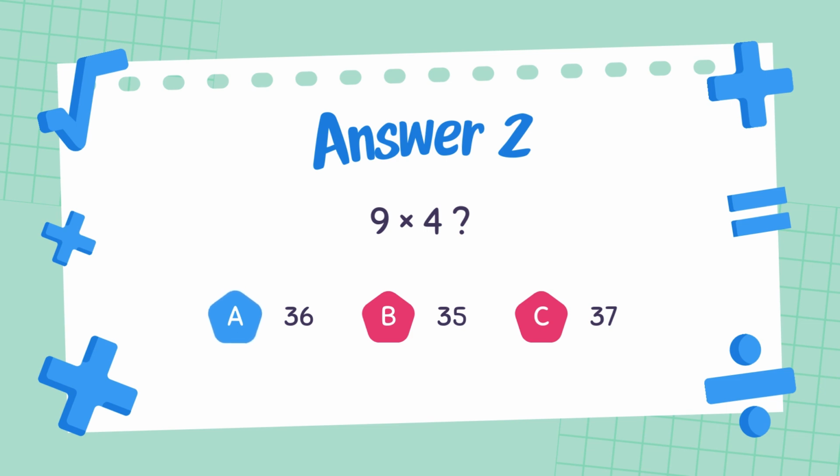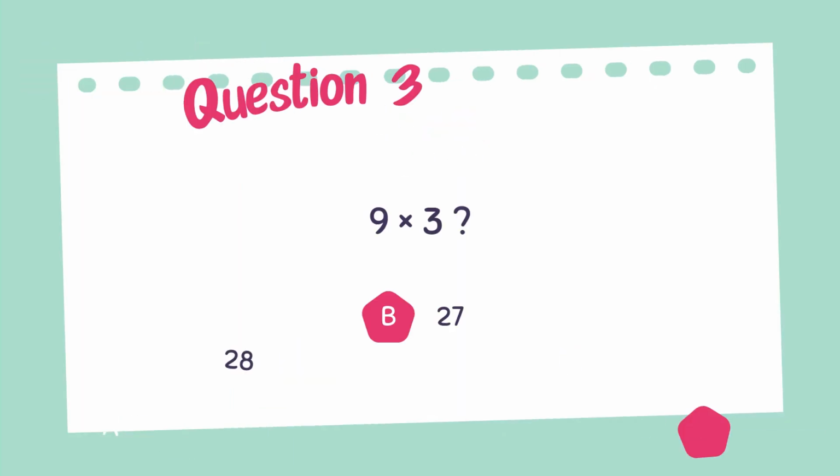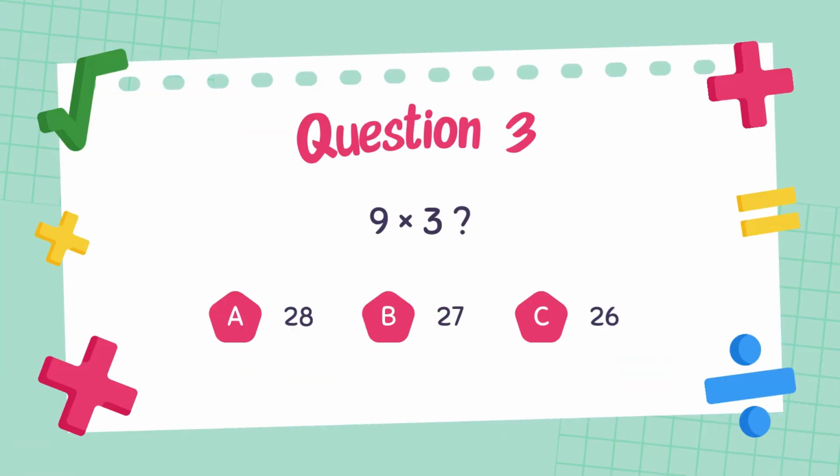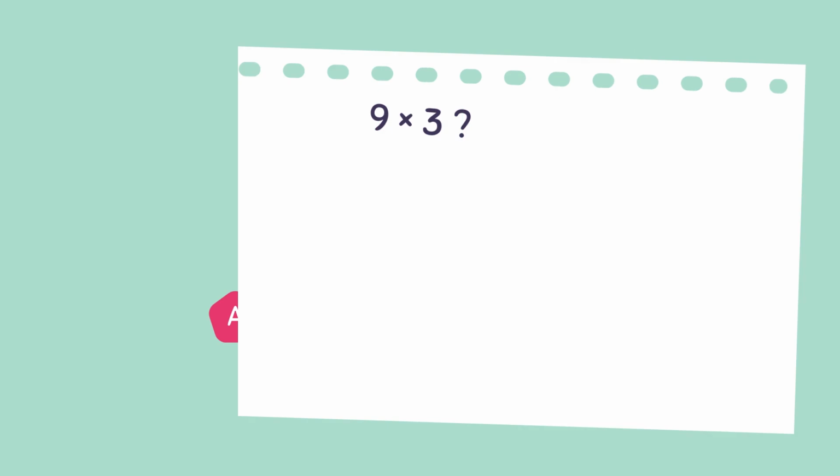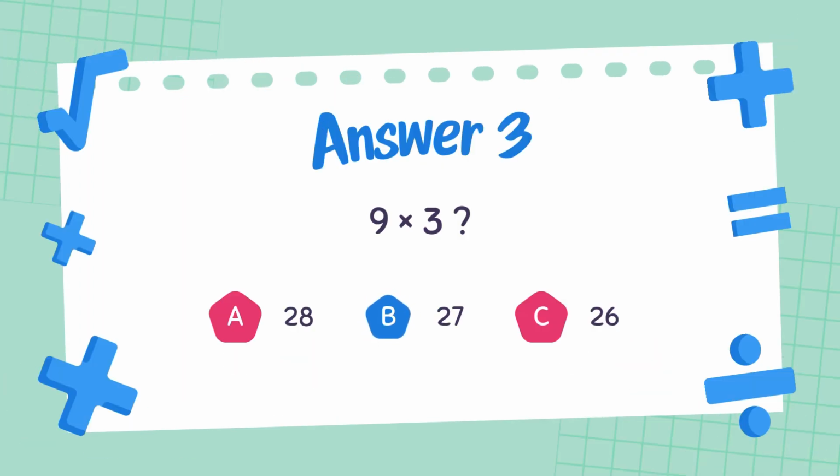Great work. Question 3. What is 9 times 3? Is it A, 28, B, 27, or C, 26? The answer is B, 27.